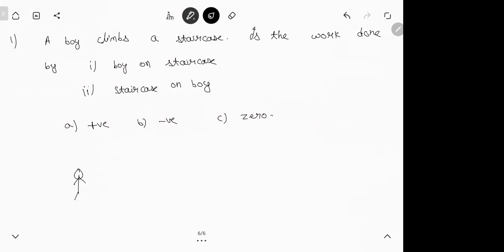There's a boy, so he's climbing the stairs. So when you're climbing the stairs, is the work done by the boy on the stairs? So work done by you on the staircase and work done by staircase on the boy. Is it positive, negative, or 0? 3 options like that. We don't know the exact value. You just need it to be positive, negative, or 0.